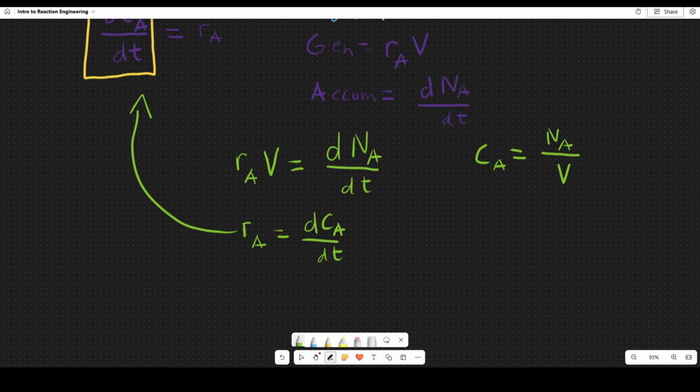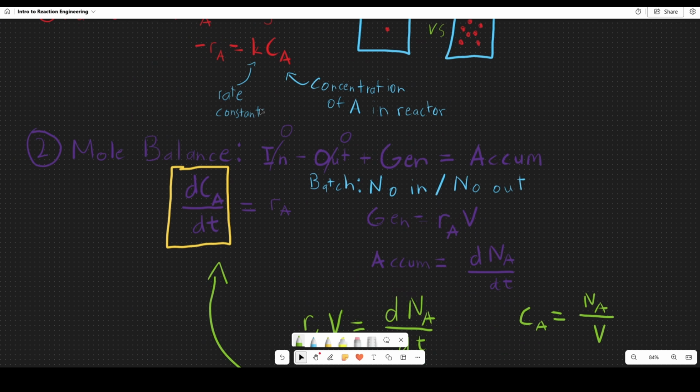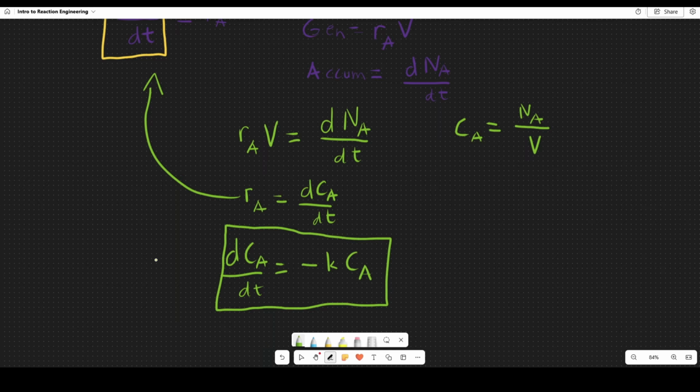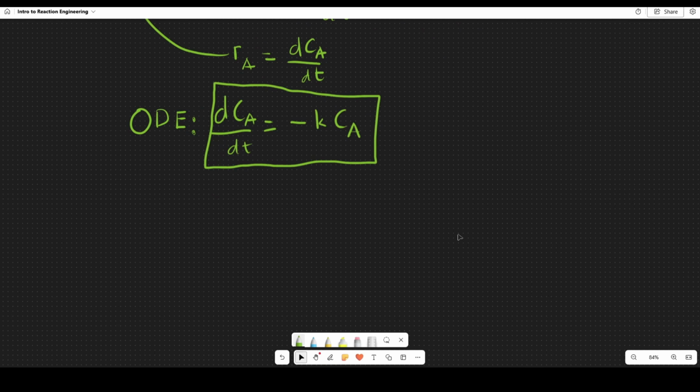All right, perfect. So now that we've basically derived this, we can take this a step further. Now that we know that little r sub a is negative kCa, we can also rewrite this as dCA by dt equals minus kCa. And so this is our ODE that we can then use to get an equation for how the concentration is changing over time.